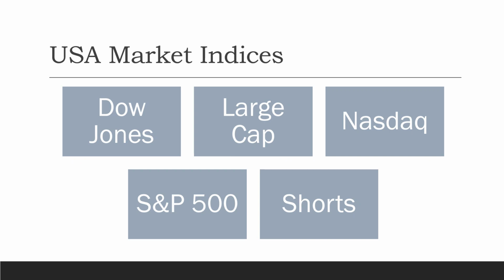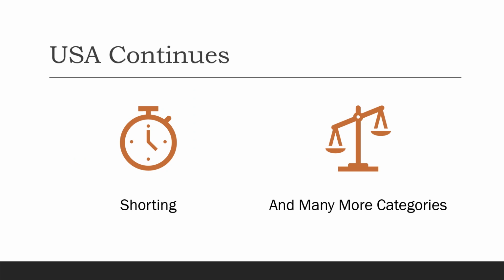Now, also, we can focus based on USA market indices. That would include Dow Jones, large cap, NASDAQ, S&P 500, and even shorting. So it does continue, as I said, there are shorting ETFs, and there are many more categories.